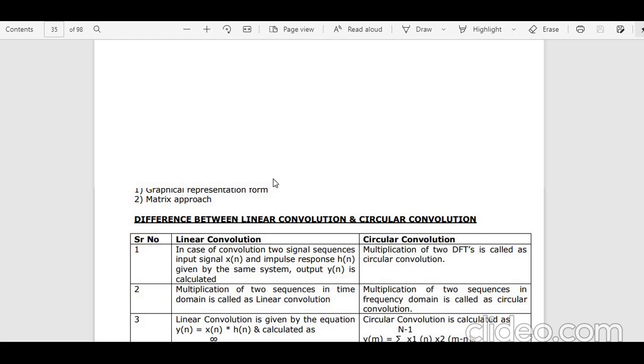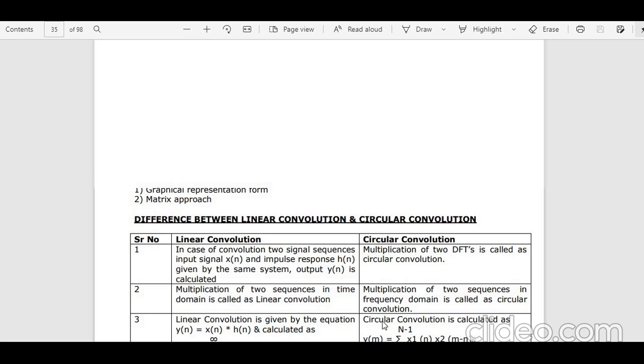What about circular convolution? Circular convolution is nothing but the multiplication of two DFTs. Whenever we find the DFT of two sequences and multiply them, then we can find the circular convolution for that given sequence. Multiplication of two sequences in the time domain is called linear convolution. If you're working in the time domain, students, then it is called linear convolution. What about circular convolution? Multiplication of two sequences in the frequency domain. If you multiply the two sequences in the frequency domain, then we consider that as circular convolution.